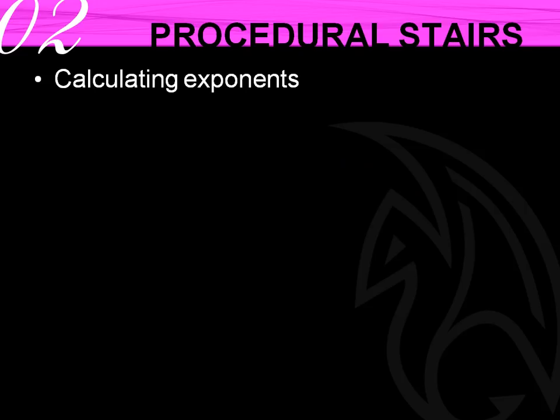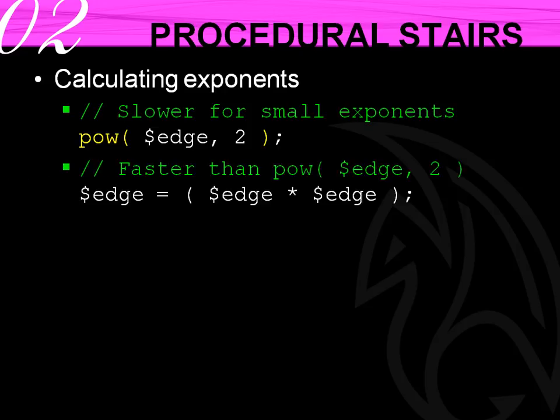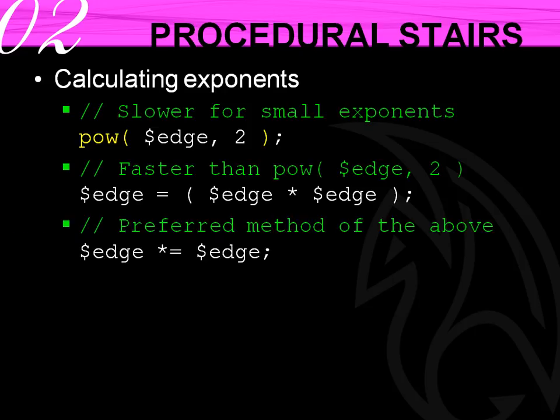So now, one quick note here about calculating exponents. You saw before that I was using the pow command, and what the pow command lets us do is put things to the power of a certain number. In this case, we'd be putting this edge to the power of 2. The problem is that for smaller exponents, i.e. power of 2, power of 3, the pow command is actually slower than multiplying by hand. So you can see here in the first case, we've done pow edge to the power of 2. In the second case, we've actually just done edge equals edge times edge, which is the same thing as doing something to the power of 2. If we wanted to the power of 3, we could do edge times edge times edge.